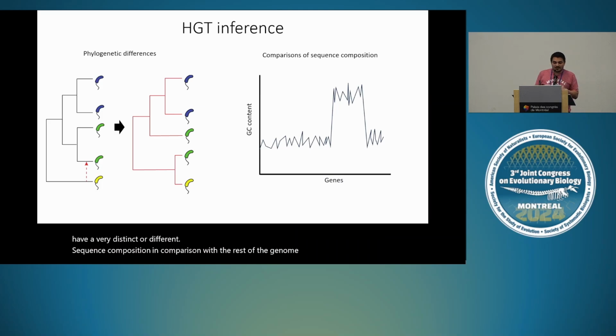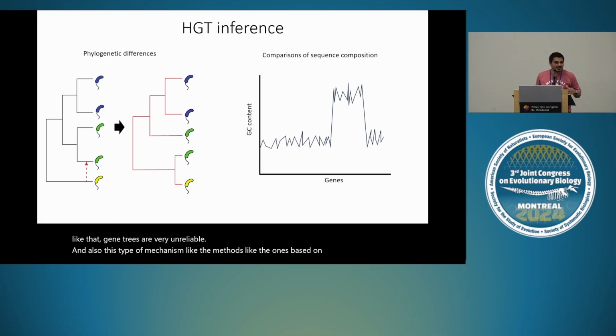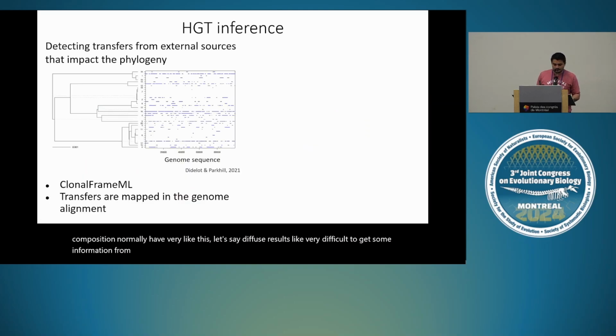But that being said, none of these methods really worked for us. In part, this was because these strains are very closely related, so those genomes are very, very similar. And when you have a data set like that, gene trees are very unreliable. Also, methods based on sequence composition normally give, let's say, diffuse results that are very difficult to get information from.